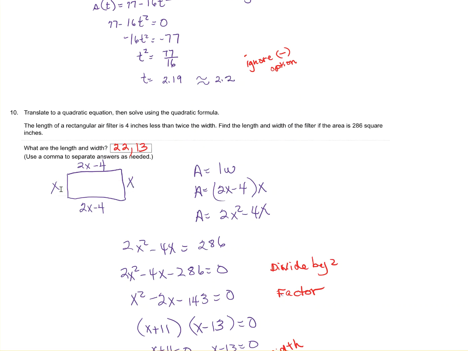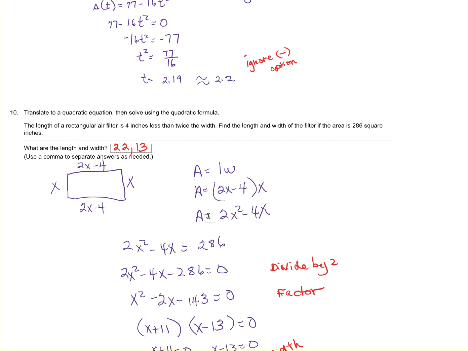So I'm going to let the width be x and x. We know they're the same because it's a rectangle and opposite sides are equal. The length is 4 inches less than twice. So that's 2 times the width minus 4. So there's my dimensions for the rectangle. Then we know the area is 286. Well, the area is length times width. So I wrote down the length and the width. I distributed that x, so I've got an equation like this.